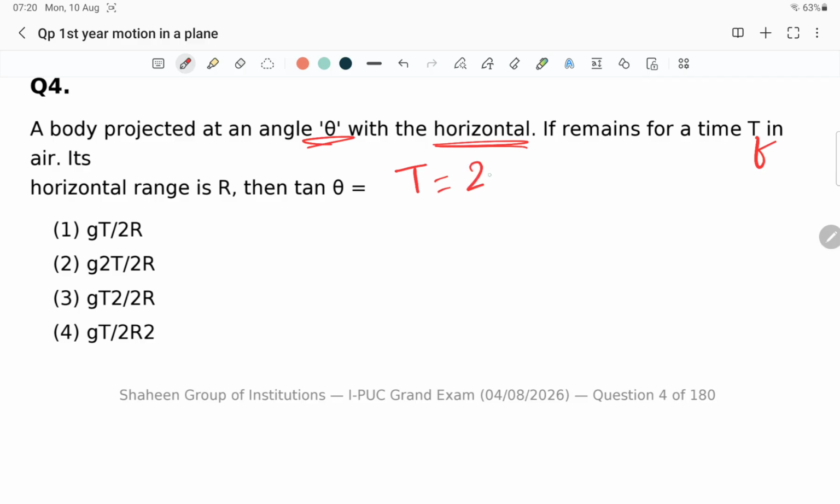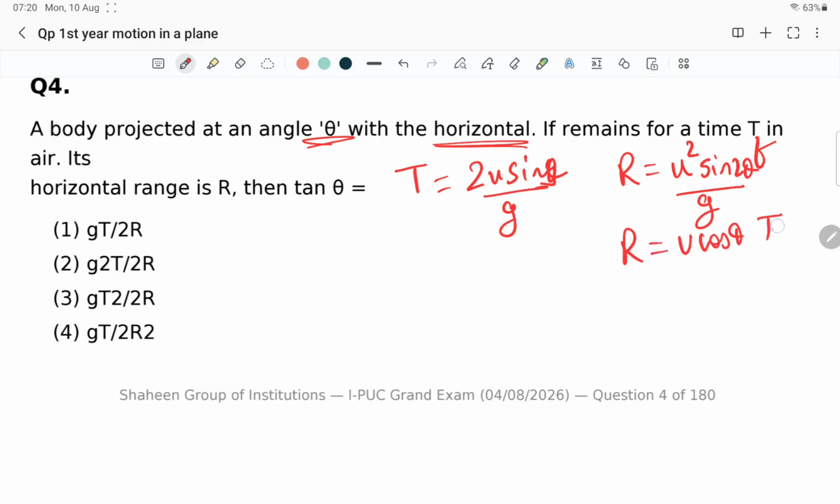You will take T equals 2u sin theta by g, and the R formula is u square sin 2 theta by g. Or you can take R equals u cos theta into tf. Why did I consider this formula? Because tf he has told us to take, and there is also tan theta. Here you have sin theta. So using sin theta and cos theta, you need to bring tan theta. So you can go with this formula.